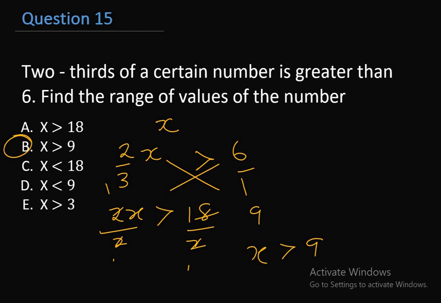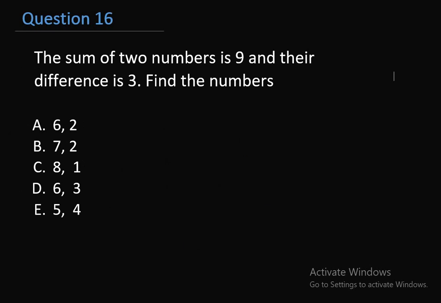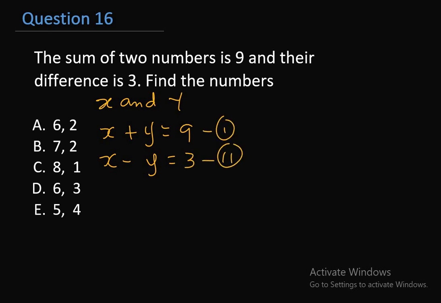Alright, now let's go to question 16. Question 16 says, the sum of two numbers is 9. So let the two numbers be x and y, since it wasn't given. So x plus y equal to 9. Their difference is 3. x minus y equal to 3. Find the numbers. Let this be equation 1. Let this be equation 2. From equation 1, make x the subject of the formula. Move plus y to the right hand side. So you have 9 minus y.